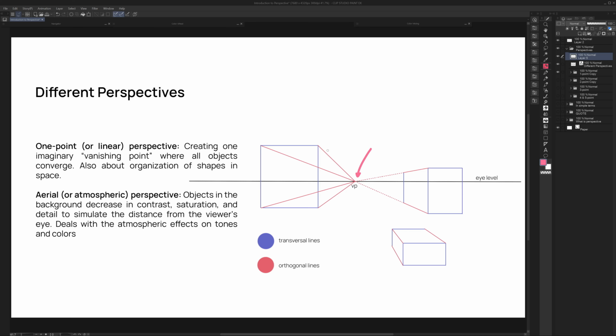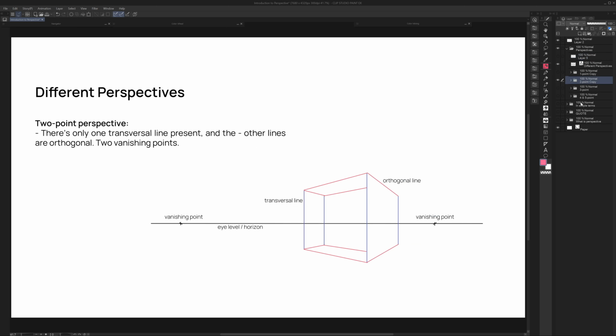One thing we should also note is that we have what are called transversal lines. These are straight lines compared to the horizon level or eye level. And then we have orthogonal lines, which are tilted or going towards the vanishing point.